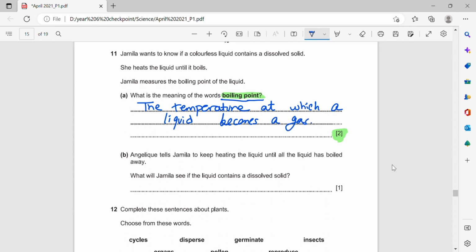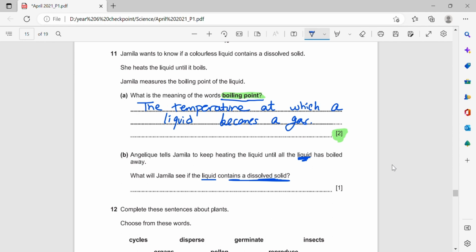Question B. Angelique tells Jamila to keep heating the liquid until all the liquid has boiled away. What will Jamila see if the liquid contains a dissolved solid? So we said keep heating until all the liquid goes away. Okay, if the liquid contains a dissolved solid, what will Jamila see? What will you find? Great. A solid is being seen.